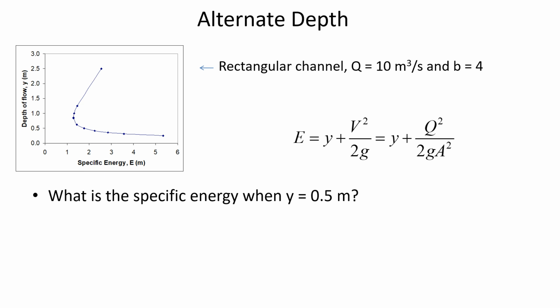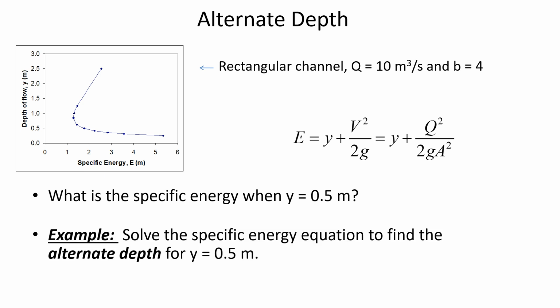So this 0.5 meter depth is the supercritical root of the alternate depth, which is going to be a cubic equation. Now the next part of this question is asking, solve the specific energy equation to find the alternate depth for 0.5 meters. So what we know is that the energy is 1.7742, and so 1.7742 meters of energy is equal to y plus q squared.